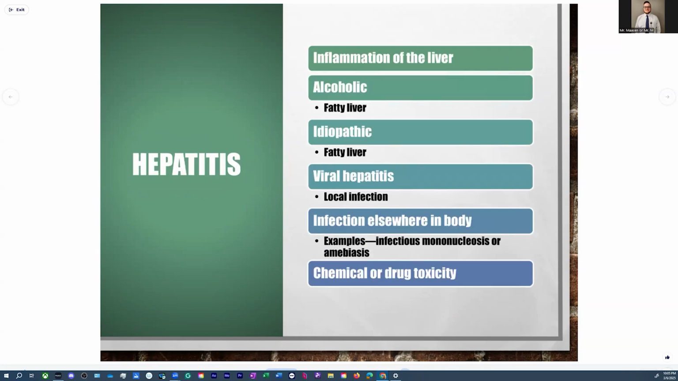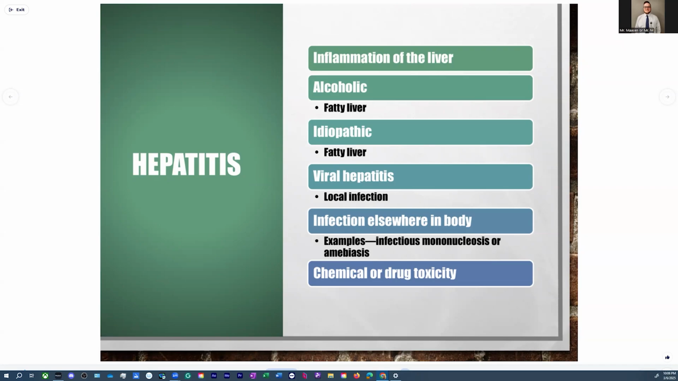So hepatitis. What is hepatitis? Well, hepatitis is just a word that means general inflammation or infection of the liver. Hepato means liver. So hepatocyte is a liver cell. Hepatitis is just a general term to identify our liver, saying inflammation or infection of the liver.